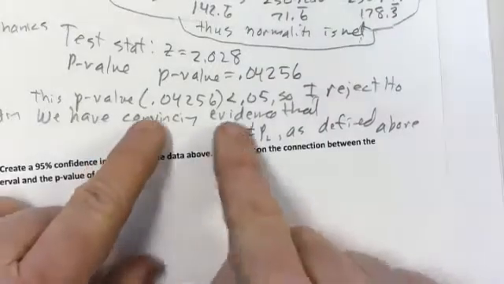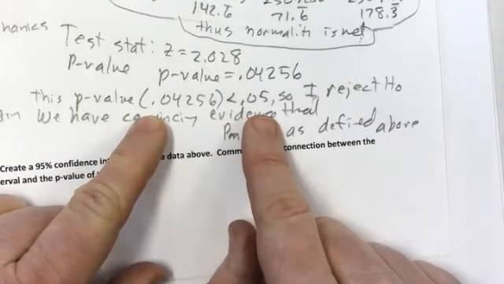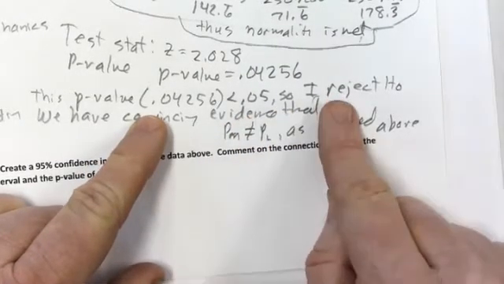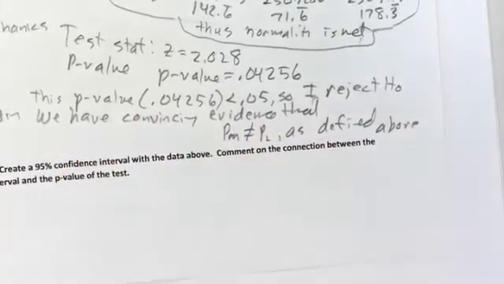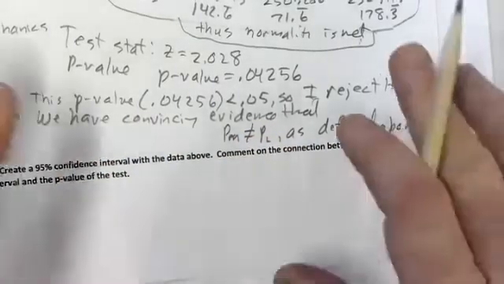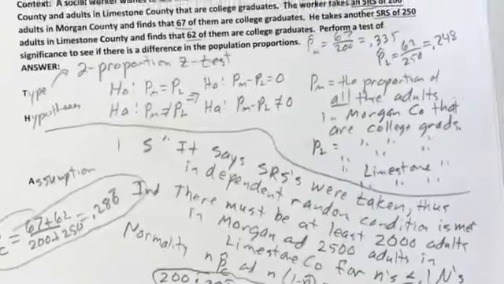Now, if the p-value is above 0.05 or above your stated alpha, you would say, I do not reject the null. I do not have convincing evidence that, and you restate the alternative. So there you go. All right. So that's how you do it. That is a two-proportion z-test.